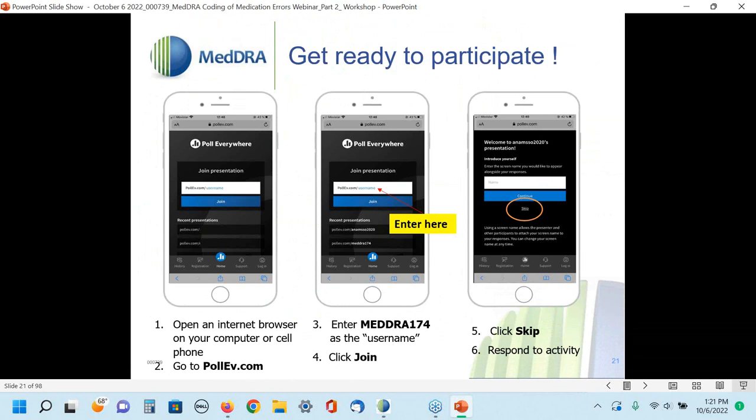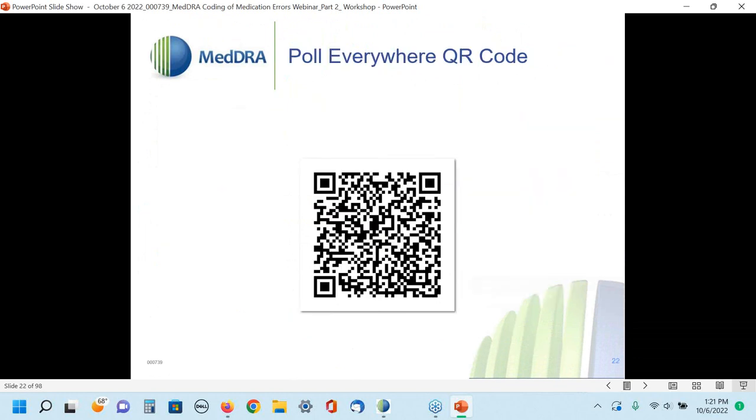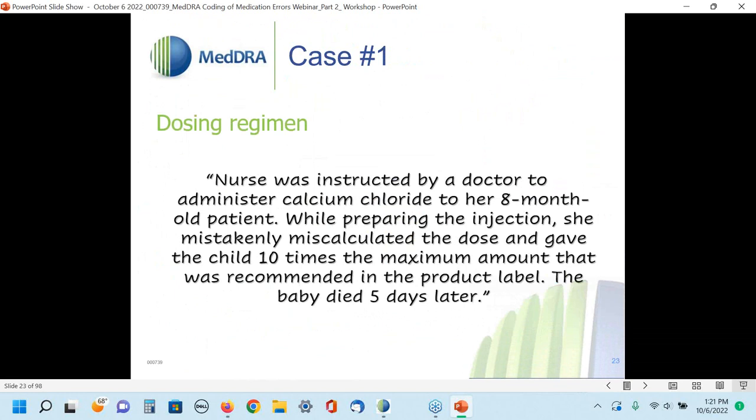Again, PollEv, two ways of approaching it. One is through the URL, polev.com. And once more, for about 15 seconds, just a QR code. Okay, let's get going. Case number 1.